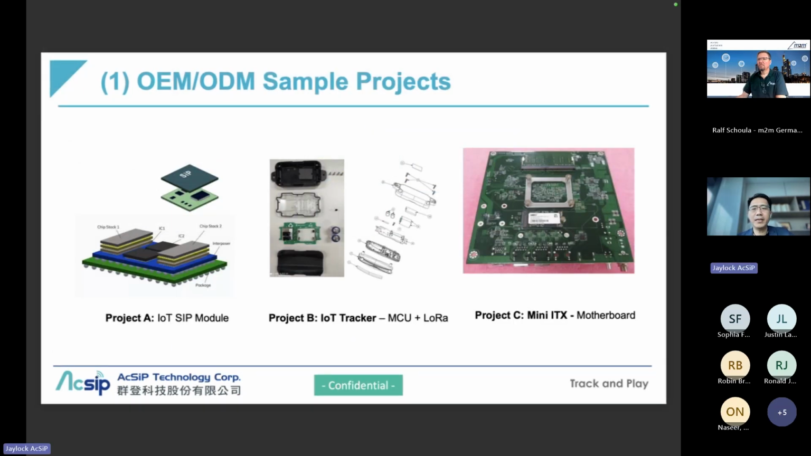To give you a sense of our capabilities, here are a few examples that we successfully completed for our clients. We developed IoT SIP modules. This is our core business. We also help our customers develop devices like trackers, from PCBA all the way to mechanical assembly. And we even tackle some complex design assemblies, like this mini ITX motherboard, which is all assembled and tested in-house by us.